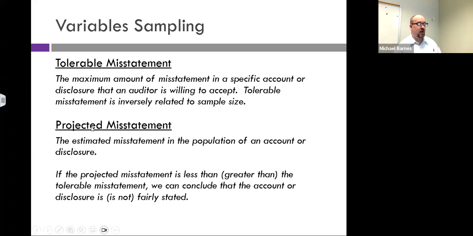But if this number is greater, then we're saying this is greater than what we can tolerate. So that's basically how we interpret that. Very similar interpretation to how we look at attribute sampling. It does involve a little bit more critical detail and a lot more statistical analysis than I'm comfortable with doing in this particular course. So we're going to keep it fairly simple.